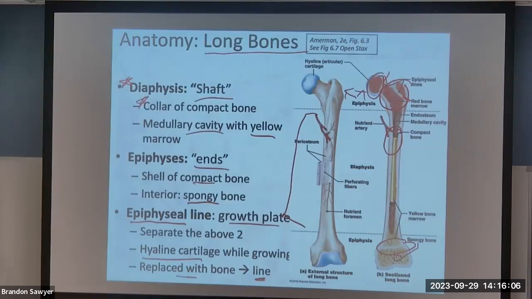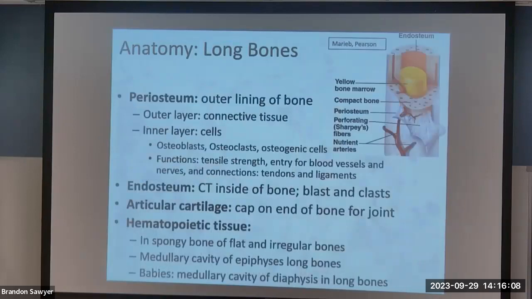All right. So that's a little bit more of the anatomy of those long bones. If we zoom in a little bit on those membranes, we've already been talking about the periosteum. Periosteum is the outer lining of bone. It's connective tissue, that dense, irregular connective tissue, and then a bunch of cells. This is where we have osteoblasts, osteoclasts, osteogenic cells. This is where we get lots of tensile strength from the bone. This is where ligaments and tendons fuse with bone.